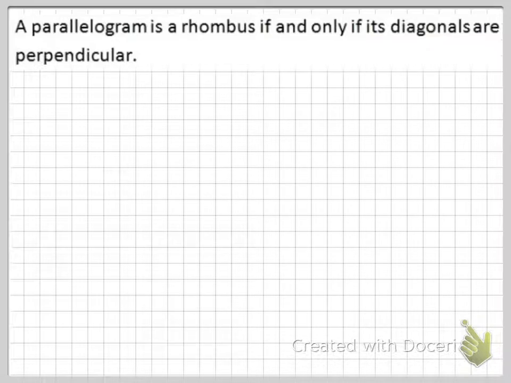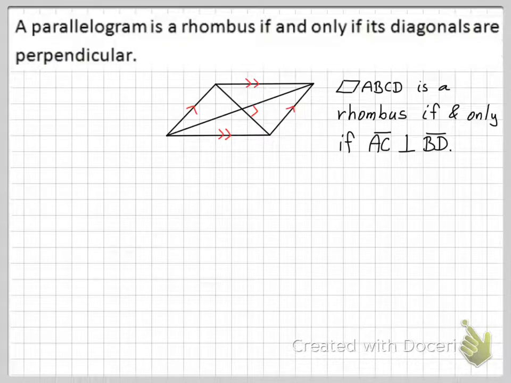So the first theorem is that a parallelogram is a rhombus if and only if its diagonals are perpendicular. So in this case, parallelogram ABCD is a rhombus if and only if line segment AC is perpendicular to line segment BD. So if the diagonals are perpendicular, then you have a rhombus. That parallelogram is a rhombus.